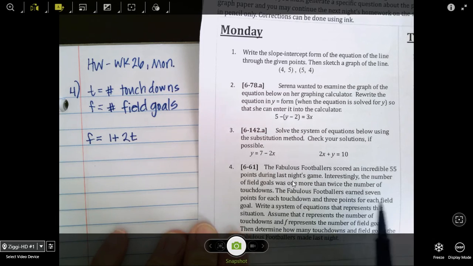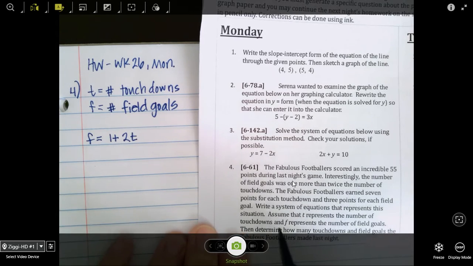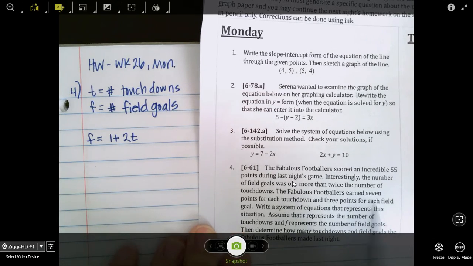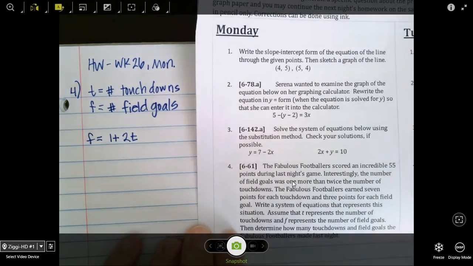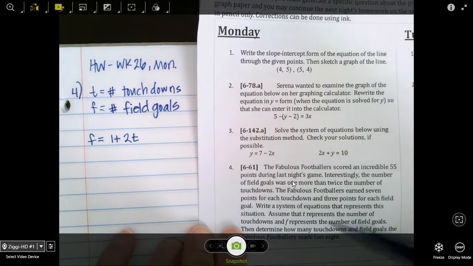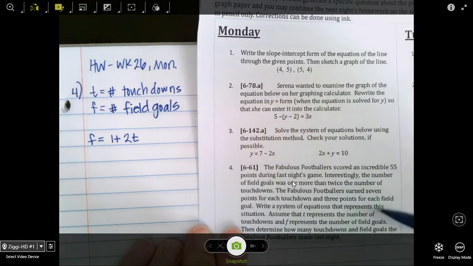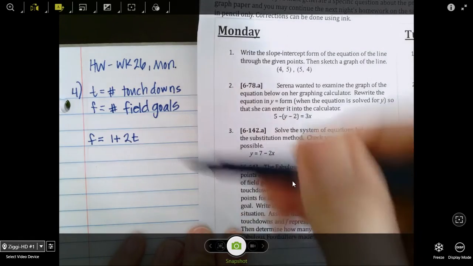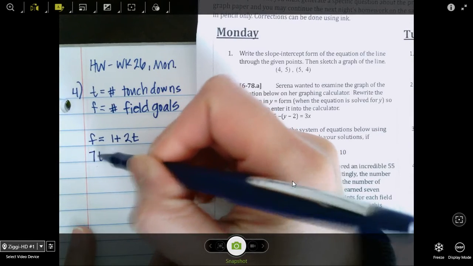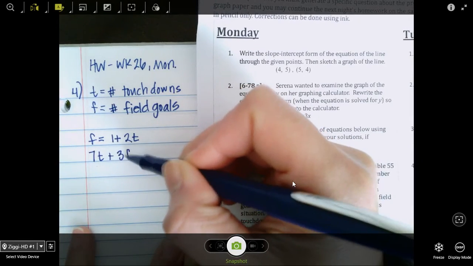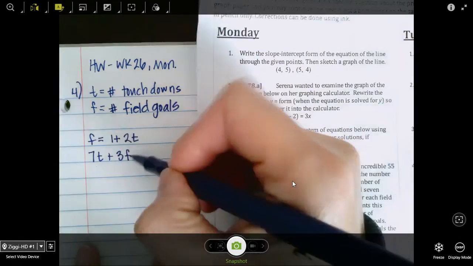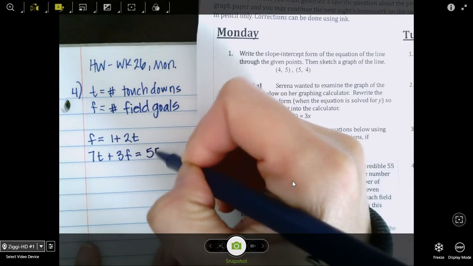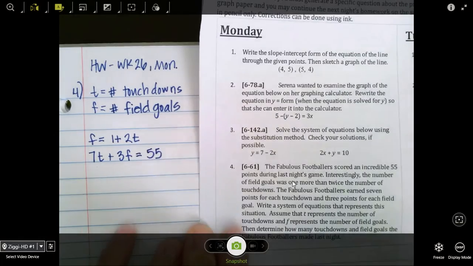It says the fabulous footballers earned 7 points for each touchdown and 3 points for each field goal. For each touchdown, for each field goal, that should tell you what operation you're going to be using. That means we're multiplying. For every touchdown and every field goal, they're each worth a certain number of points: 7 for each touchdown and 3 for each field goal. And the first sentence tells us that they scored a total of 55. So that's it. That's our system of equations.